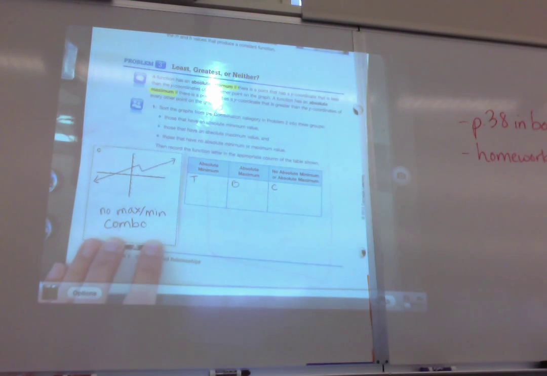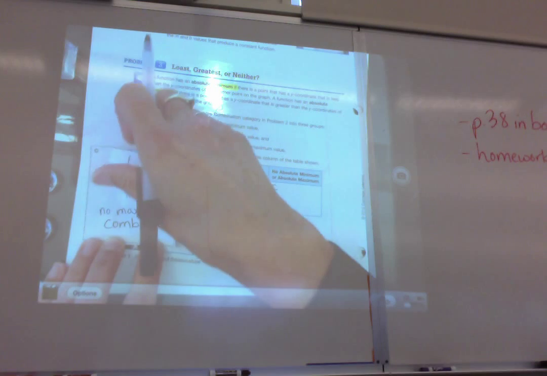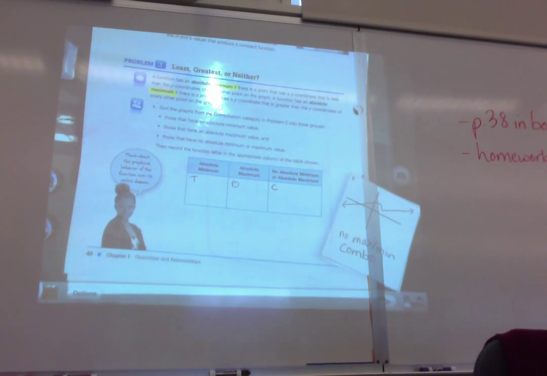Guess what you're going to do next? Find all of them. Go through your pieces. Sort them. Who has a maximum, who has a minimum, and who has neither, please? This will take 2 minutes. Ready, go. Start.